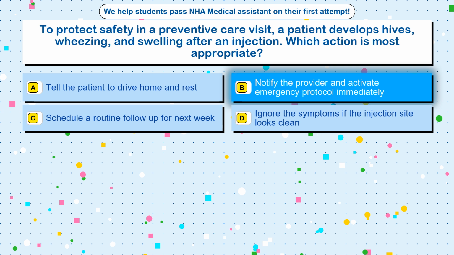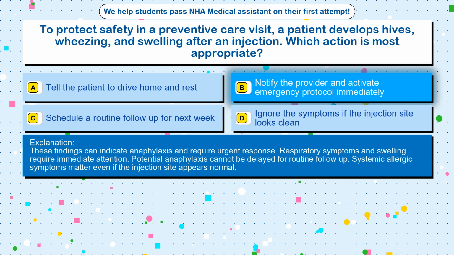Notify the provider and activate emergency protocol immediately. These findings can indicate anaphylaxis and require urgent response. Respiratory symptoms and swelling require immediate attention. Potential anaphylaxis cannot be delayed for routine follow-up. Systemic allergic symptoms matter even if the injection site appears normal.